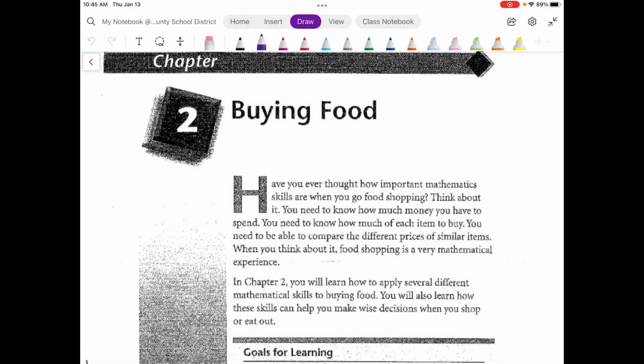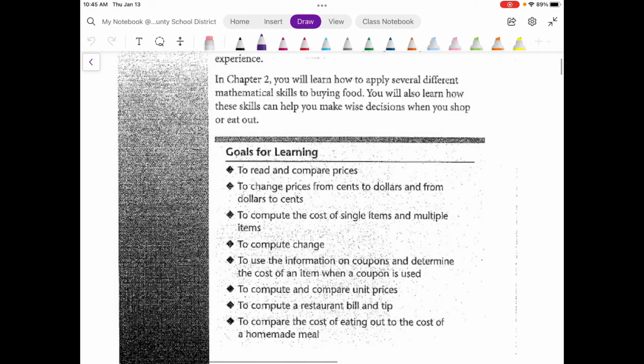So we're going to start chapter 2, which is all about buying food. And this is something that most of you probably already relate to. We'll talk about comparing different prices. This is something maybe you do when you go to two different stores. You see that something's cheaper somewhere versus a different place. Changing prices from cents to dollars.